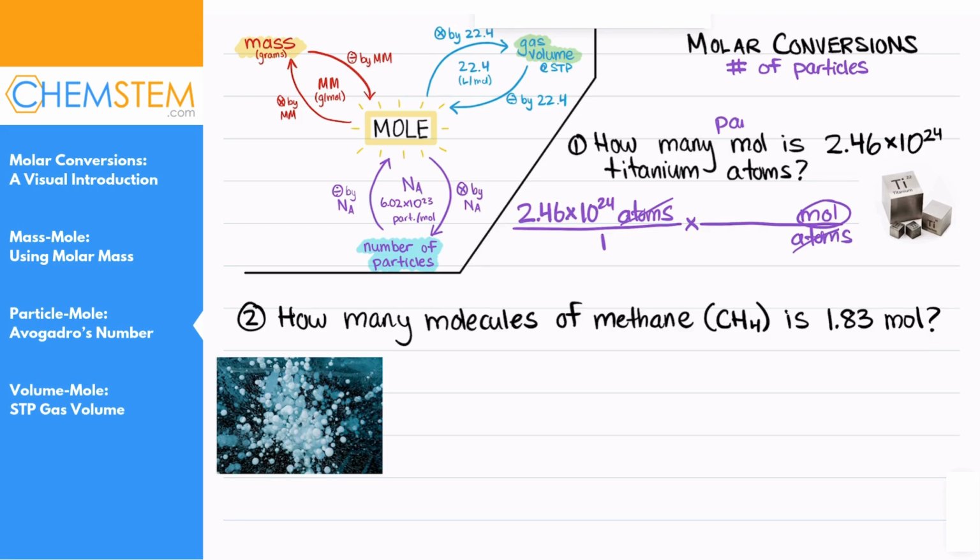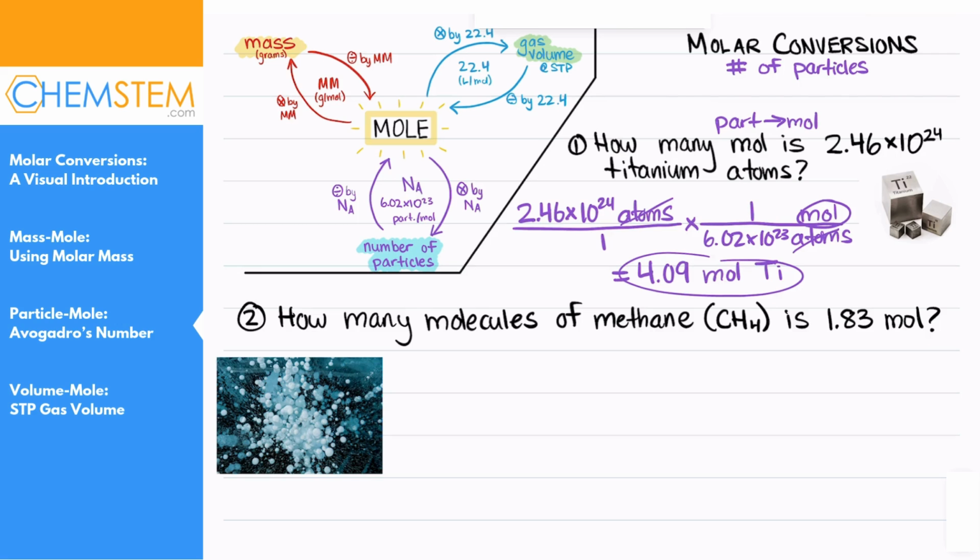So what we are doing with this first one is we're going from particles to moles, which means we need to have Avogadro's number in the denominator. But don't just memorize that from the chart. Understand where it should go. 1 mole of anything is 6.02 times 10 to the 23 particles, or in this case, atoms of titanium. When you do your math here, you're going to get about 4.09 moles of titanium atoms. You don't have to put all that extra stuff. At the end of the day, it's really just 4.09 moles of titanium.